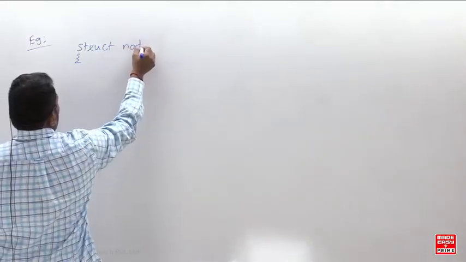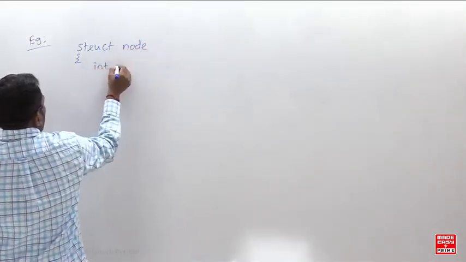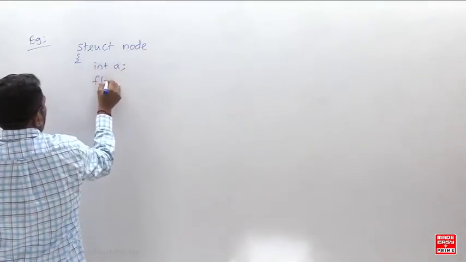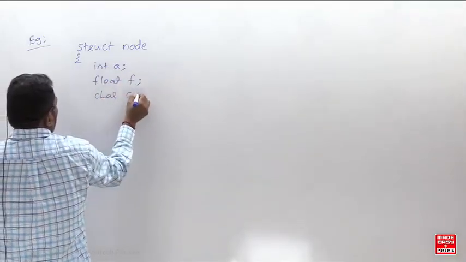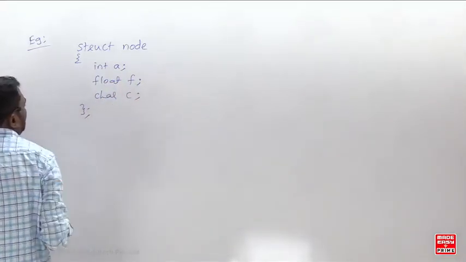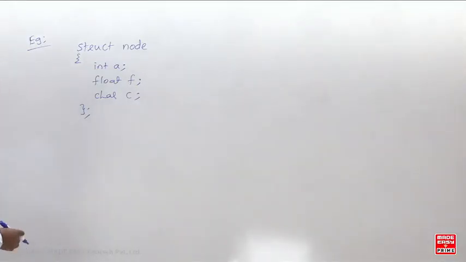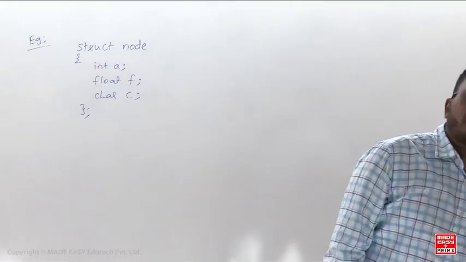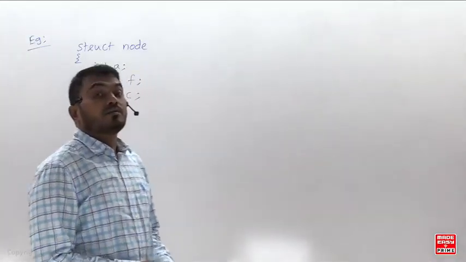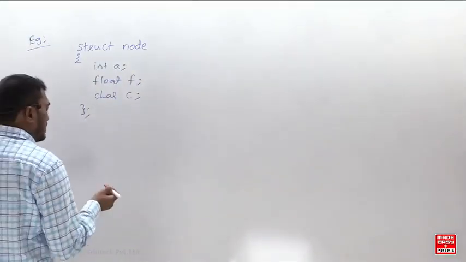Structure node, let's say simple, integer a, float f, character c. Okay, now listen here. So this is how you create a structure. The purpose of the structure is creating a user defined data type. User defined data type. So understand carefully.